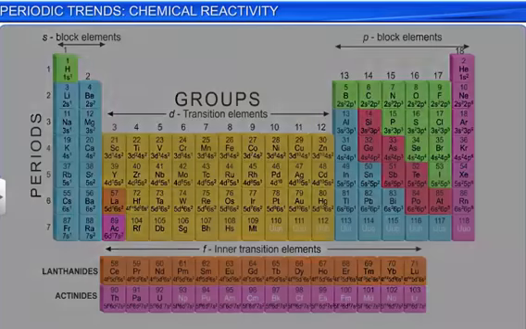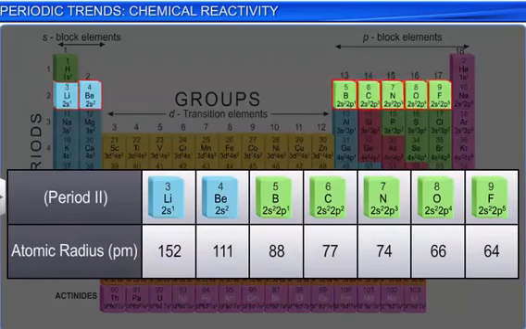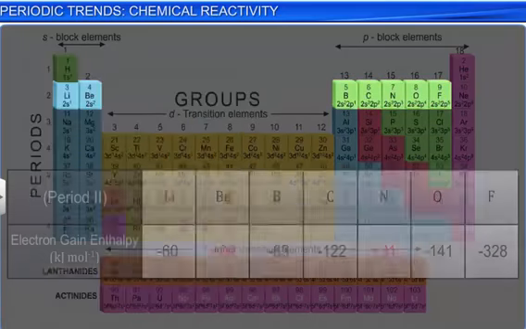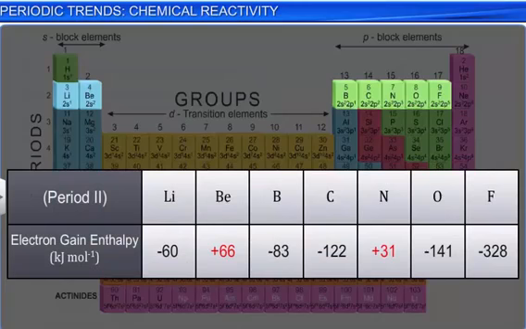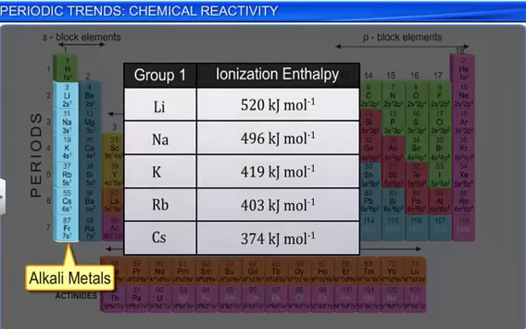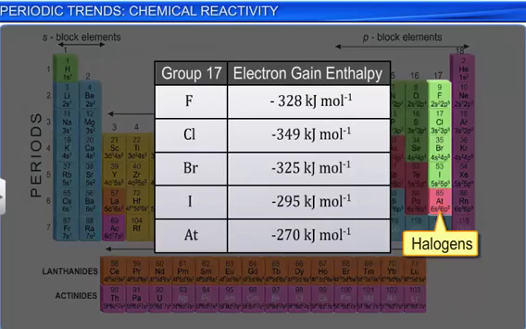While moving from left to right in a period, the atomic and ionic radii decrease. As a result, the ionization enthalpies increase and the electron gain enthalpies become more negative across a period. In other words, alkali metals of group 1 have the lowest ionization enthalpies, and halogens of group 17 have the most negative electron gain enthalpies.